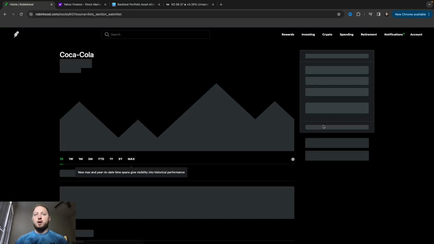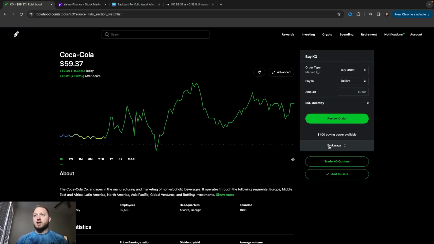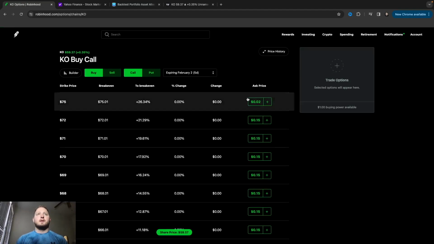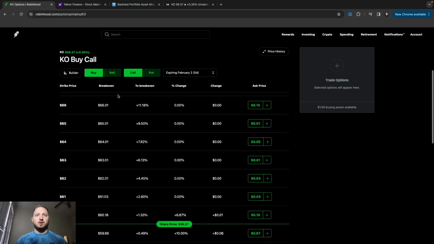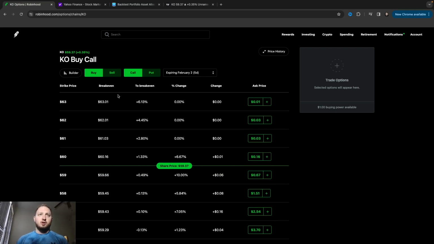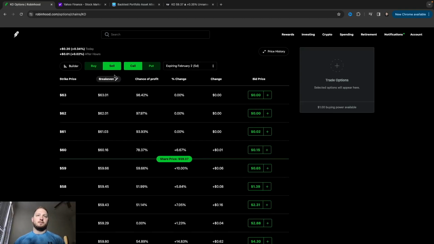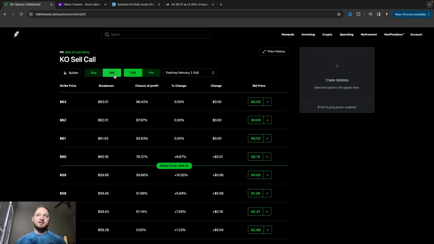So KO, I always have it on my watch list. It's just a company that I absolutely love. I use their products, and it seems like everybody else in the world does too. So the first thing you're going to do is go to options trading. The second thing is make sure you're on sell. That's going to make a huge difference instantly.